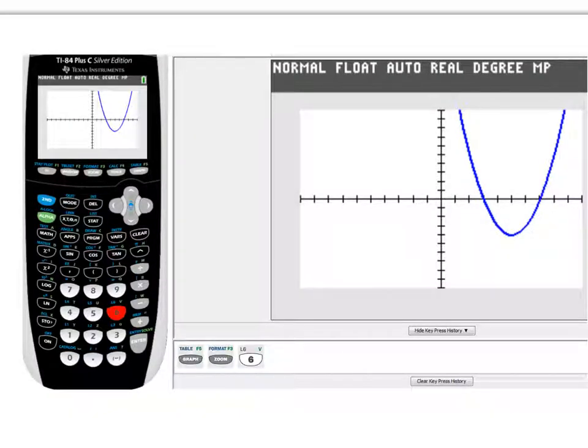Once we enter the equation correctly, we press graph, and we want to zoom to a standard window. If your window is off and you don't see your parabola on the graph, you may need to press zoom, the zoom button right here, and then 6 for zoom standard. That gives you a window from -10 to 10 on both the x-axis and the y-axis. Sometimes that will be what you need to see your parabola.